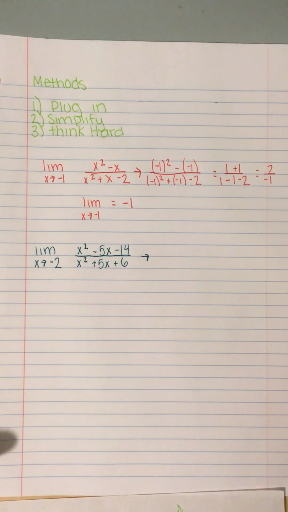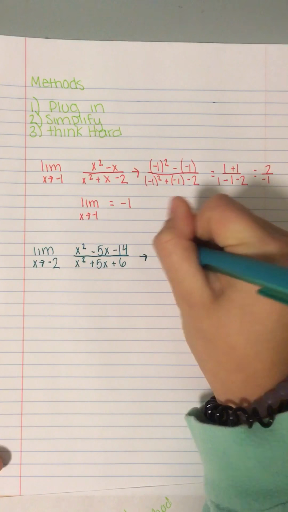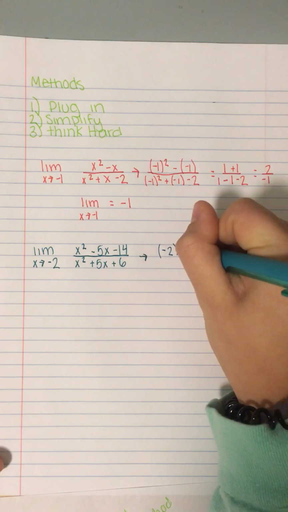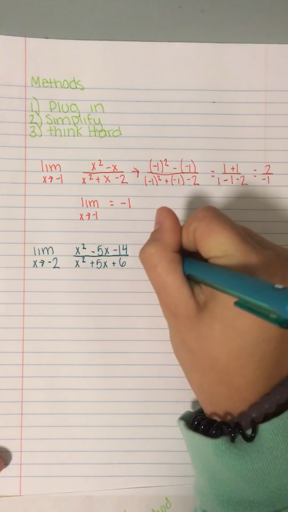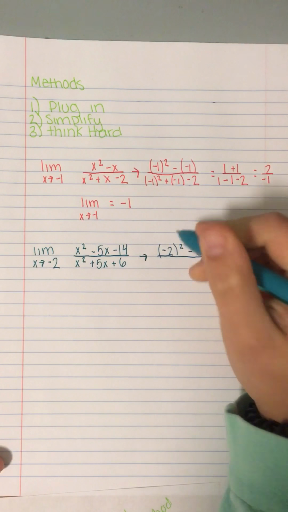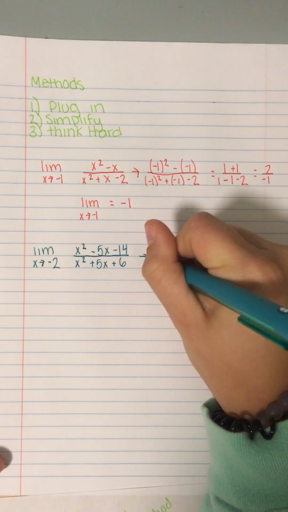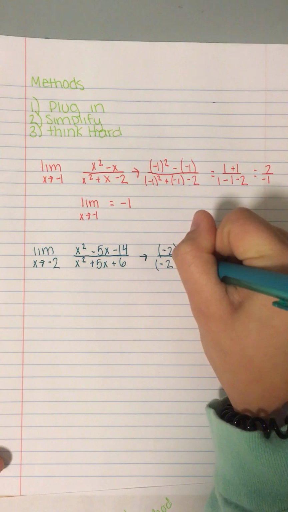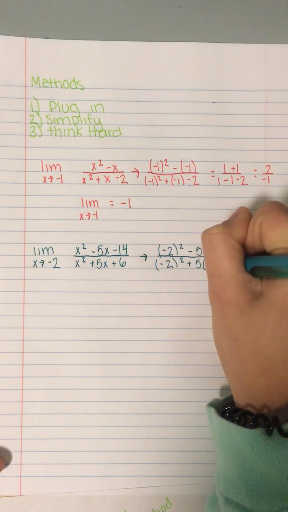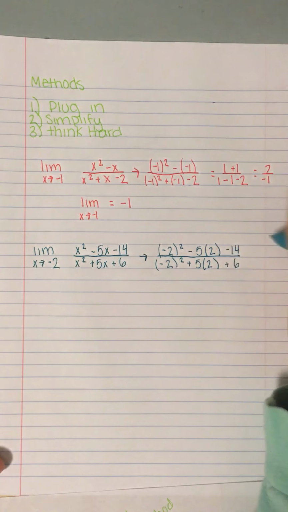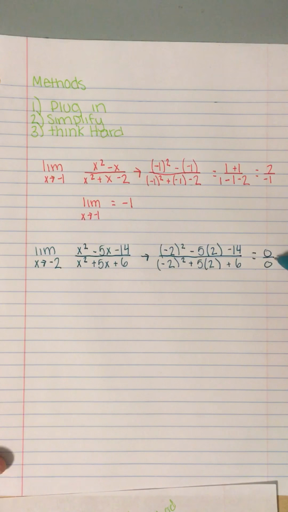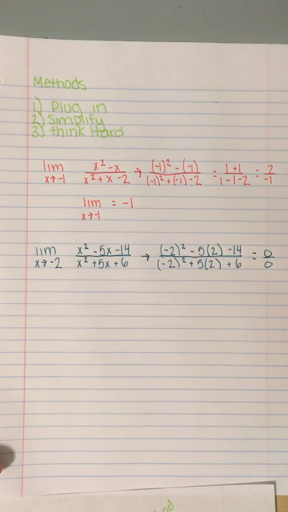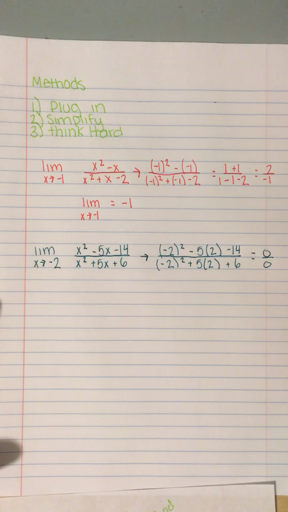So we're going to get -2 squared minus 5 times 2 minus 14, all over -2 squared plus 5 times 2 plus 6. Now when you do all this out and simplify, you're going to end up getting 0 over 0. That's not our final answer.